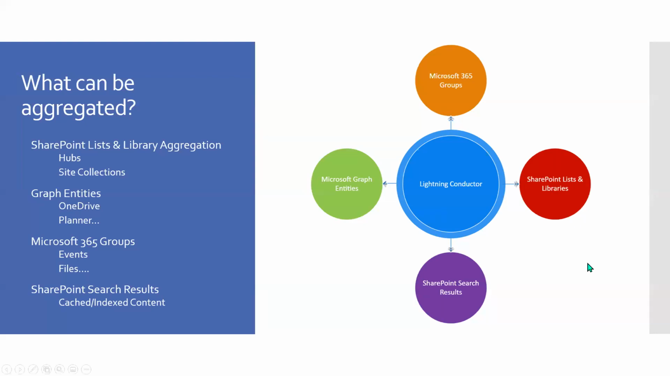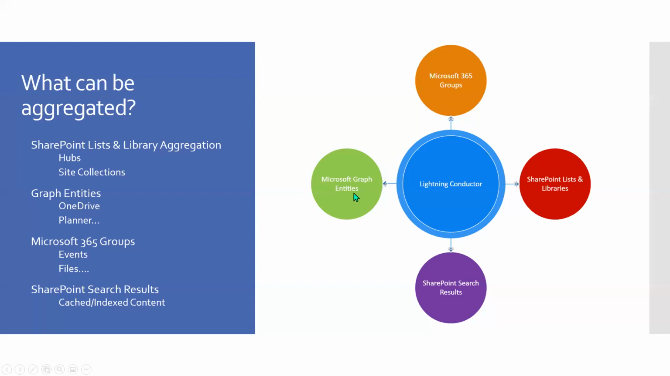Or we could also use search, which is useful if we're aggregating vast amounts of content, because that content is already going to be cached by the SharePoint search indexer. So we're simply going to be displaying it, and therefore we can display thousands or tens of thousands of documents from the search index in a paginated view, and be able to display that content pretty quickly. Okay, so that's the sort of thing that we can do with the Lightning Conductor.